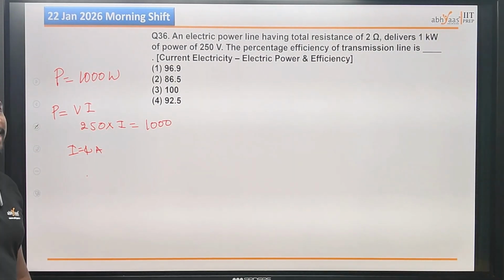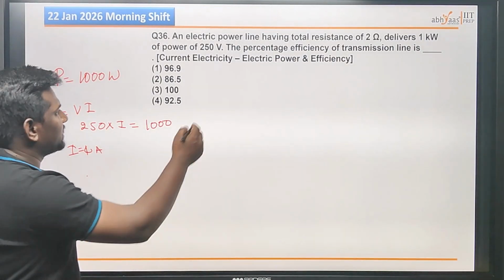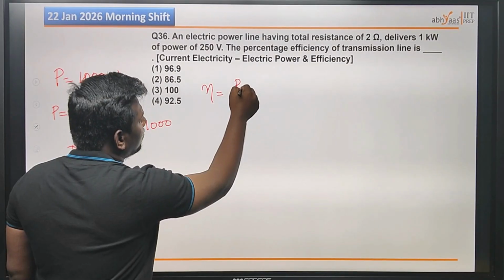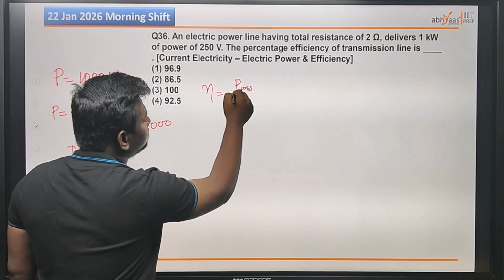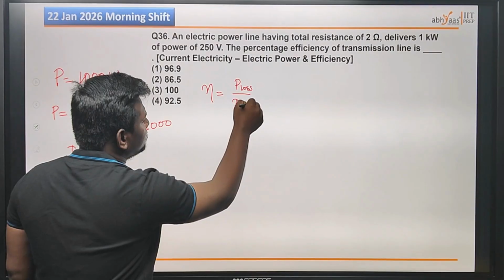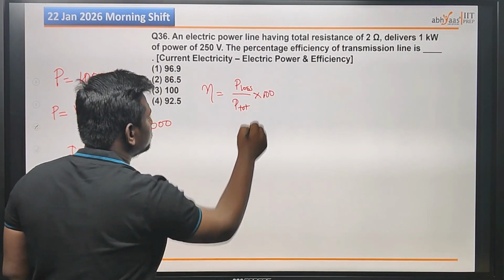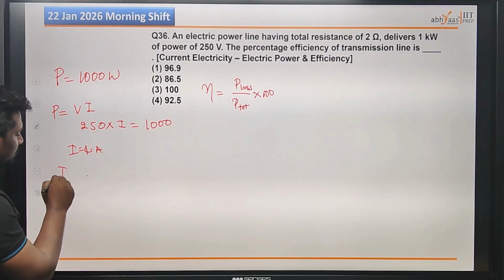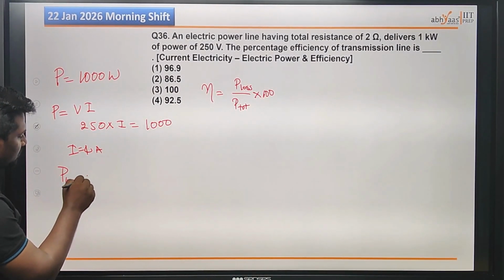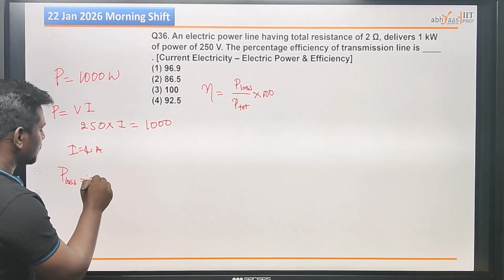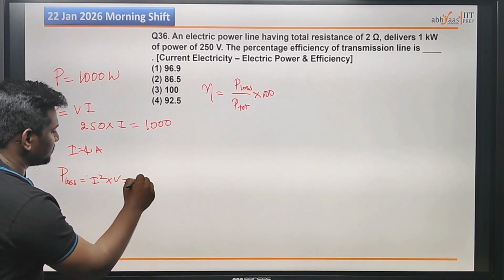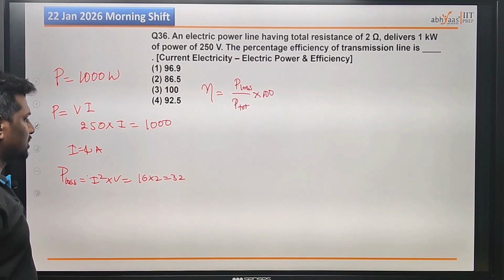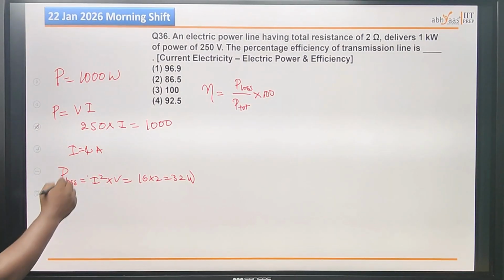What they are asking is percentage of efficiency. So, percentage of efficiency can be written as eta equal to power output divided by total power, into 100. This is our efficiency formula. From this you can write the power loss. Power loss can be written as I square into R. That is nothing but 16 into 2, that is nothing but 32 watt.